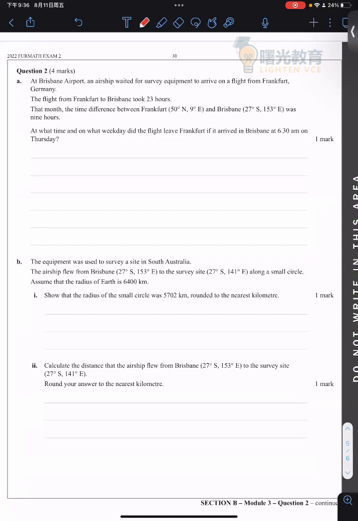The first thing first, we should know that currently our time zone of Australia, Melbourne City, is on the GMT plus 10, all right? And then Frankfurt is in Europe. So that means we are a bit faster to approaching the next day. So we actually need to count back, all right? So my method first, now is Thursday, 6:30 in the morning, all right? And then we trace back 23 hours, because we took 23 hours on the flight.